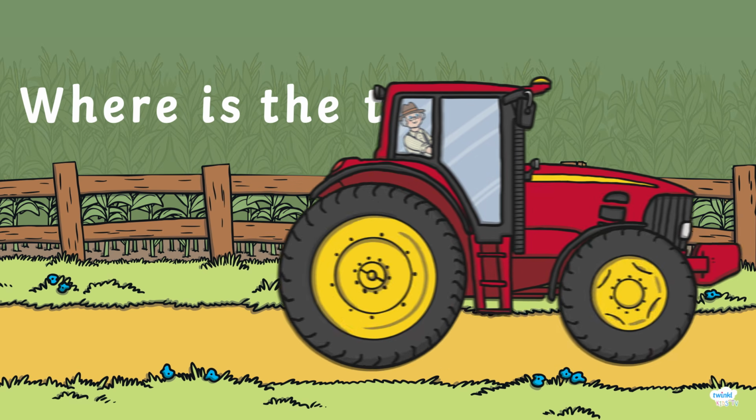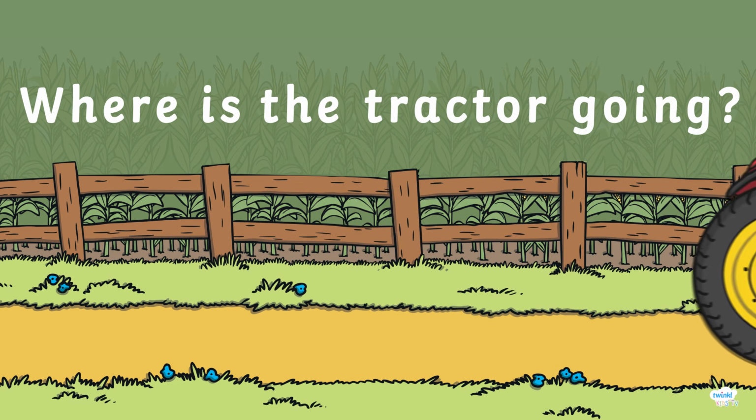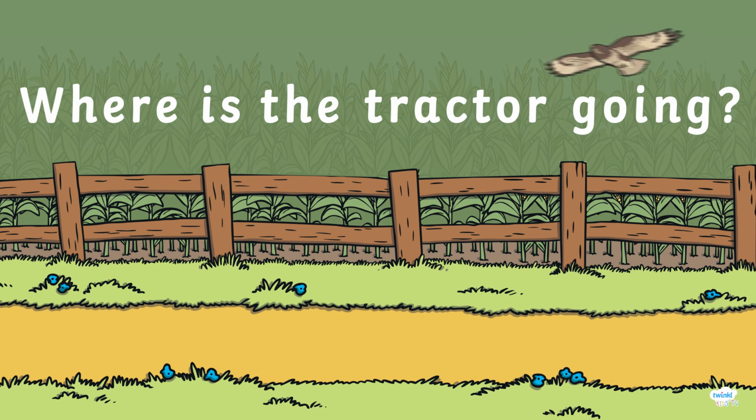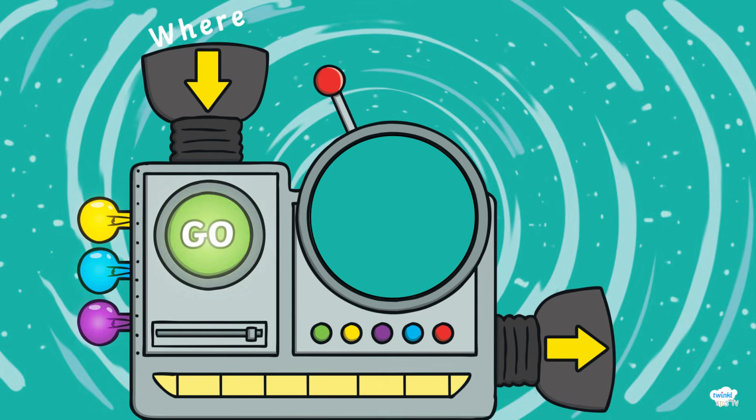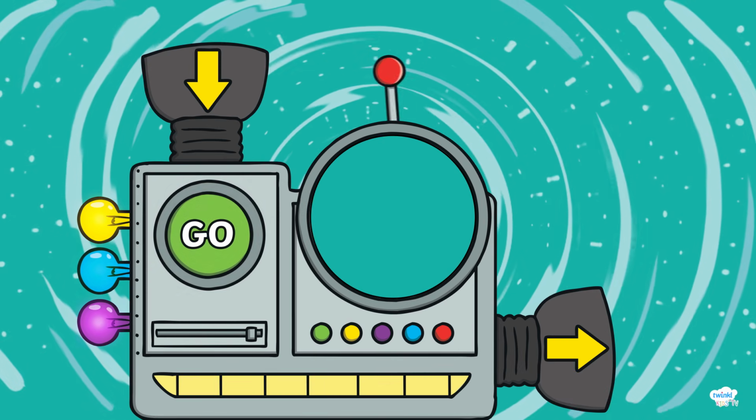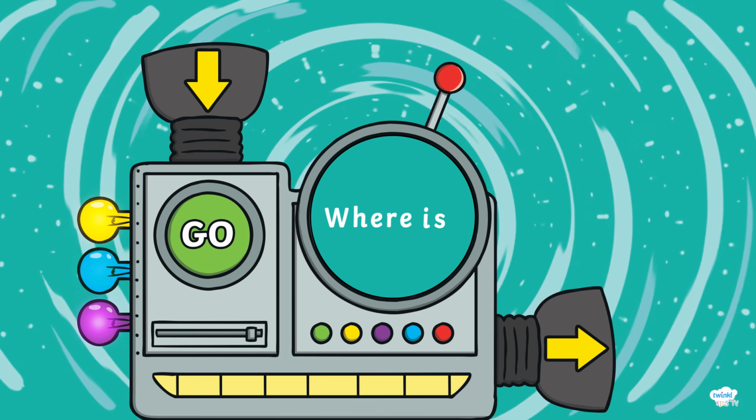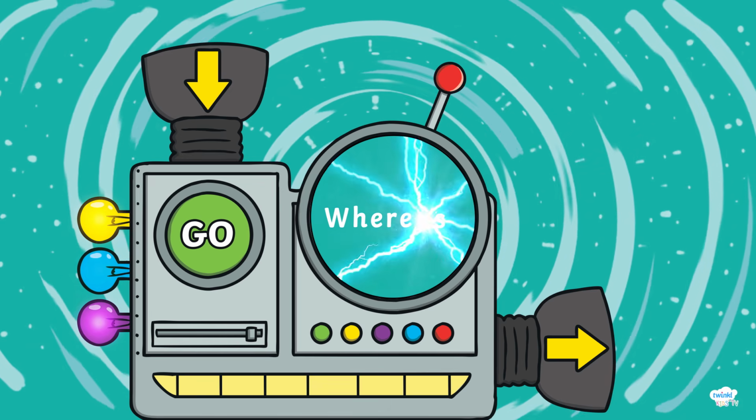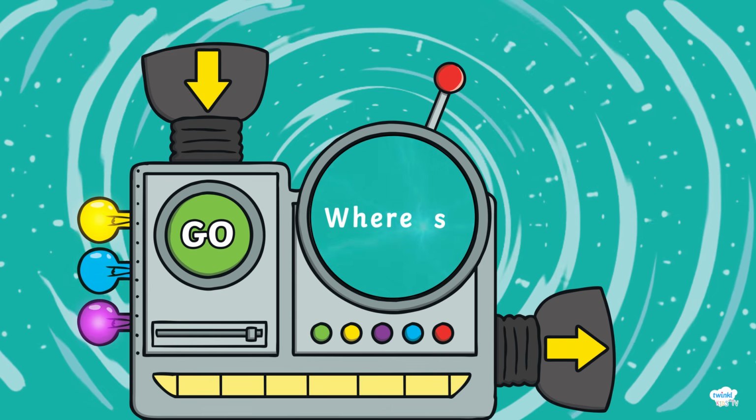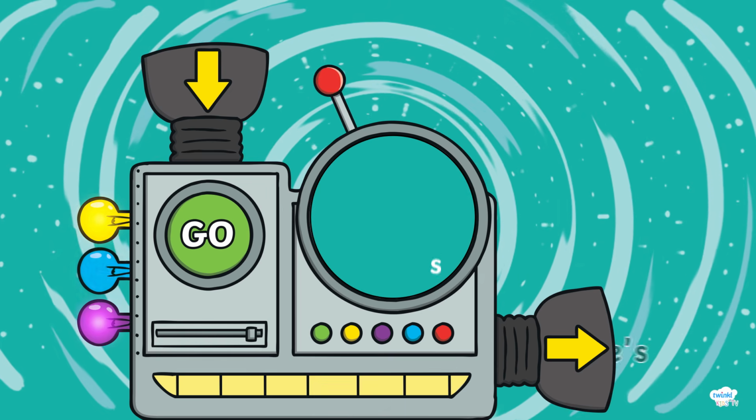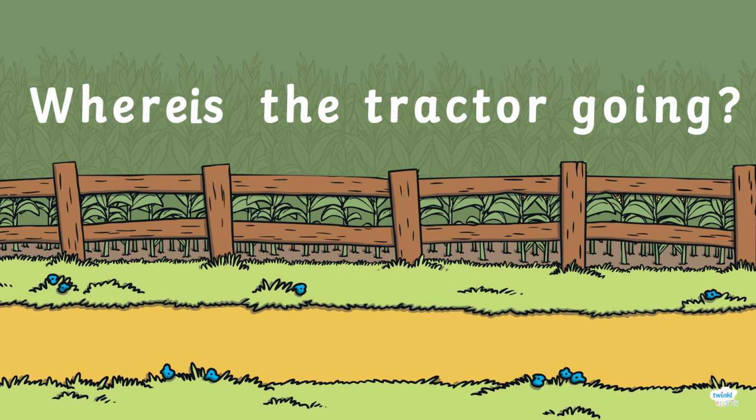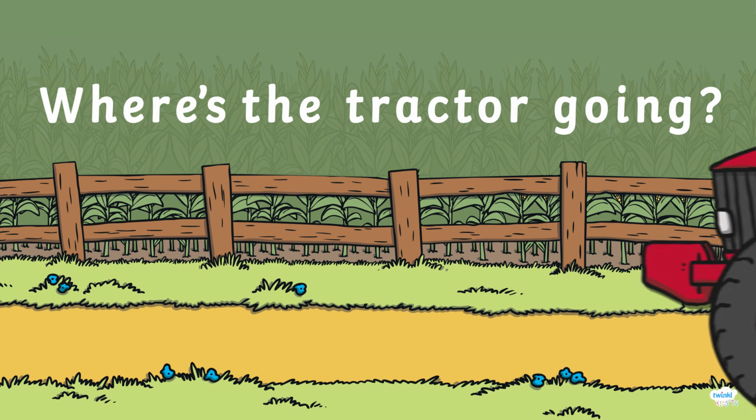Where is the tractor going? The buzzard has spotted where we can place a contraction. It's by shortening the phrase, where is. The words are going into the machine. Let's watch as the machine replaces the letter I with an apostrophe. We have created the contraction, where's. Where's the tractor going?